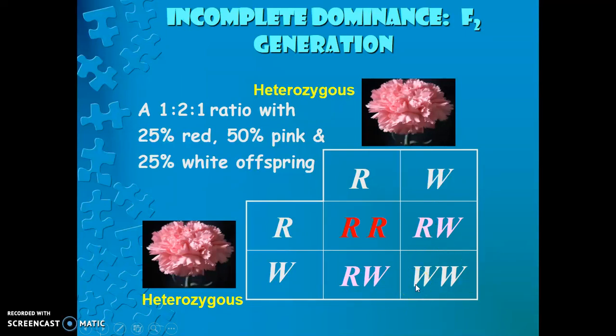Now, if you think back to our ratios before, these are the same ratios, except before we had 1 homozygous dominant, 2 heterozygotes, 1 homozygous recessive. Same ratio, except now the outcomes are different. Okay, red, white, and pink.